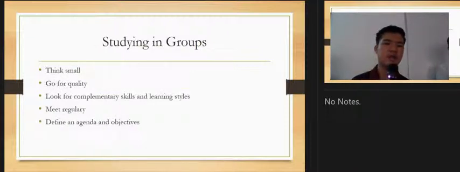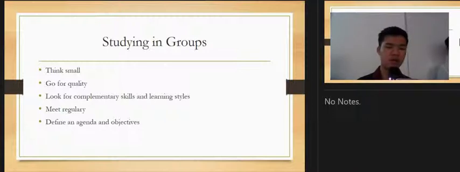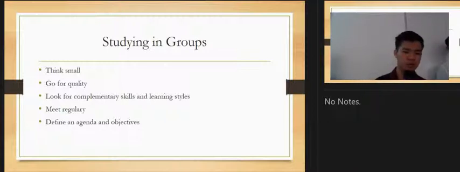And the last one is studying in groups. Study groups are a great idea as long as they are thoughtfully managed. A study group can give you a new perspective about course material and help you fill the gaps in your notes.